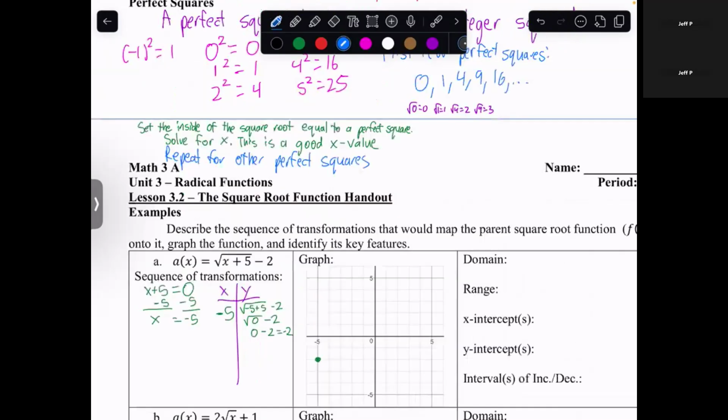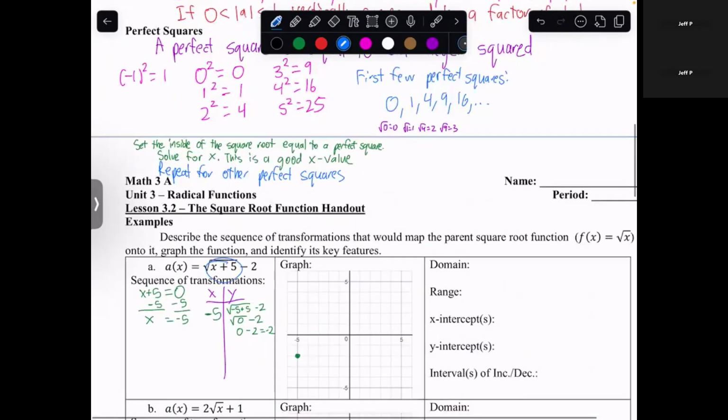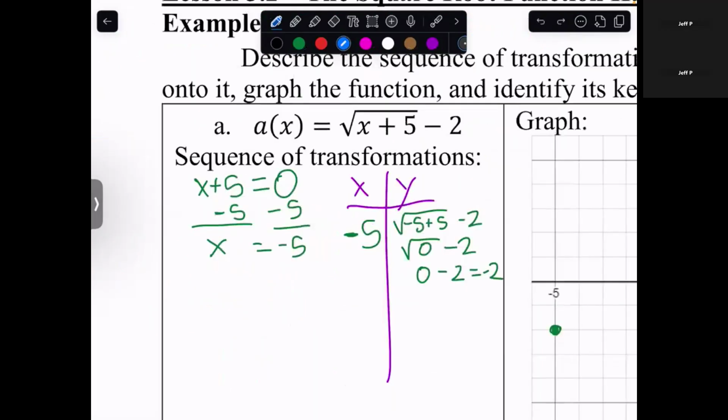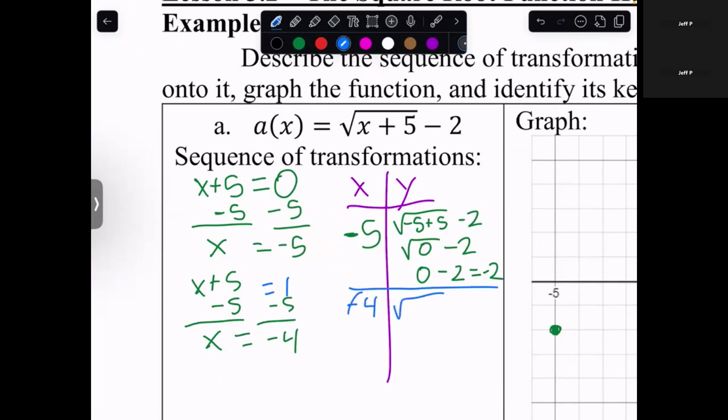We've already set the inside of the square root equal to 0, the first perfect square. Now let's set it equal to 1. Again, we're not going to use 1 itself; we're going to set the inside equal to 1. So -4 will be our next good x value. Same thing, substitute it into the function above.